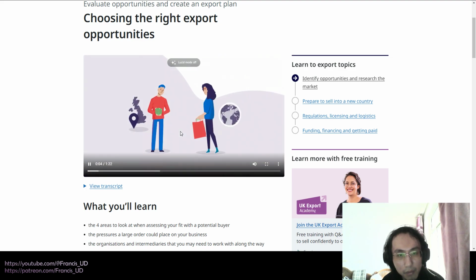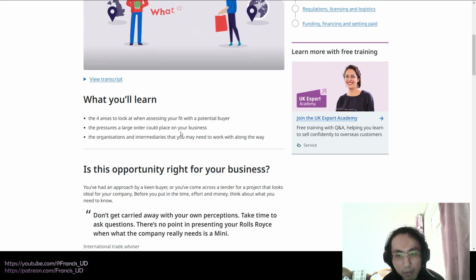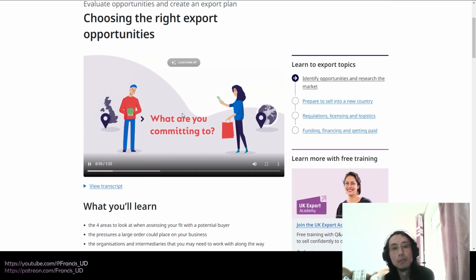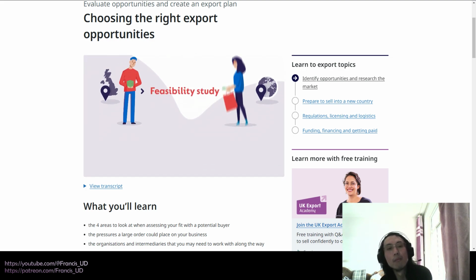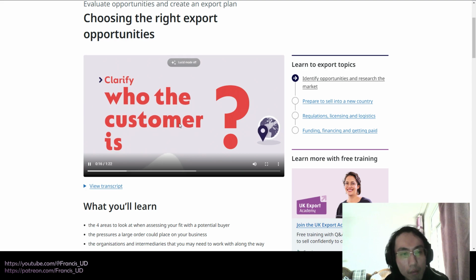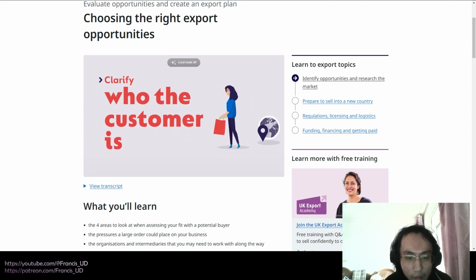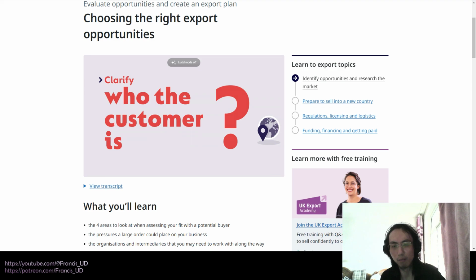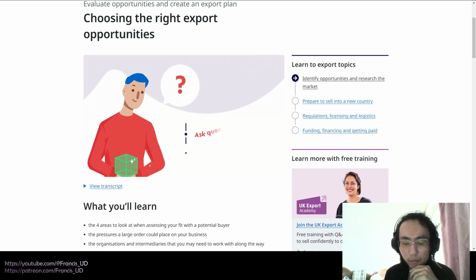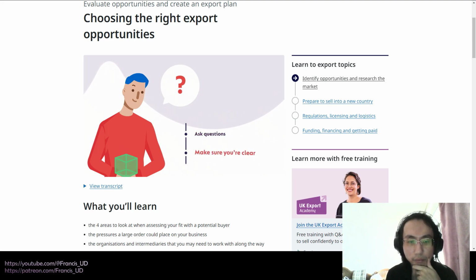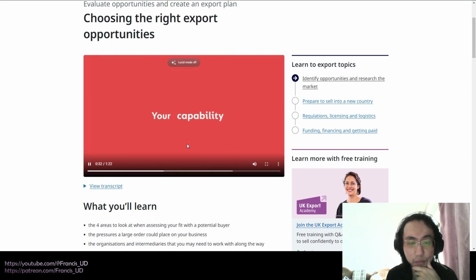Imagine you've been approached by a buyer to supply your goods or services, but before you commit, you need to know what you're committing to. This is why it's really important to do a feasibility study. First of all, clarify who the customer is, what they want, and are they legitimate. If you're not sure, the Department for International Trade can help. Once that's sorted, it's time to ask questions and make sure you're clear on exactly what they want. When that's in place, there are 4 other areas to work on.